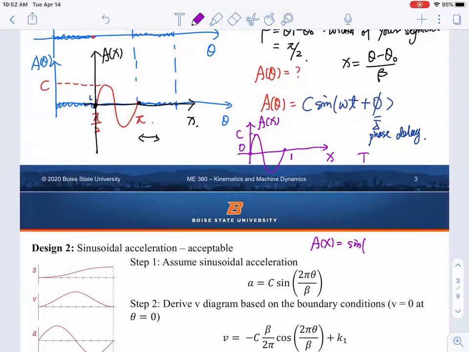And then we know the period T is 1 second, is 1. So that means your omega over 2 pi is 2 pi over T. So that means your omega is 2 pi. So it's 2 pi x, and then there is no phase lag. So it's directly 2 pi x. So that's how you get your A(x) equal to sine 2 pi x.